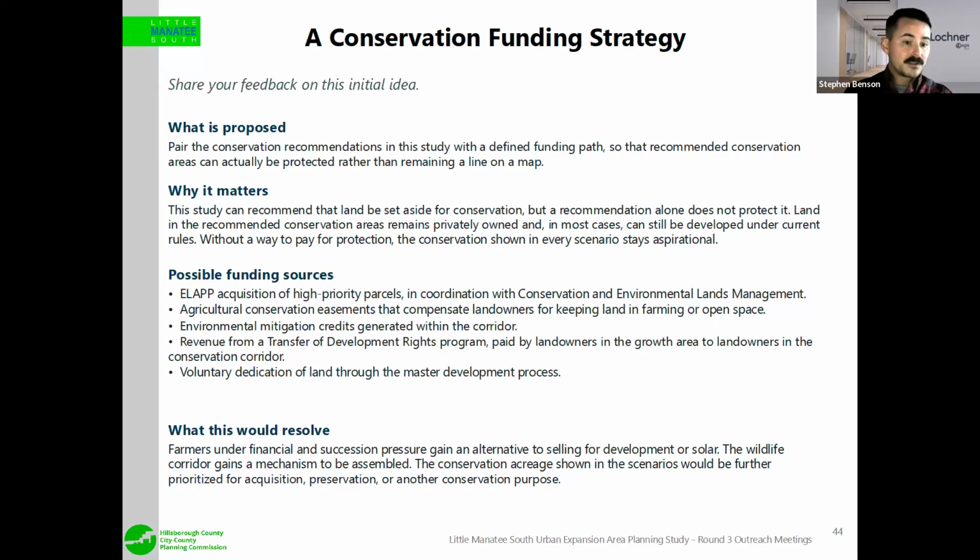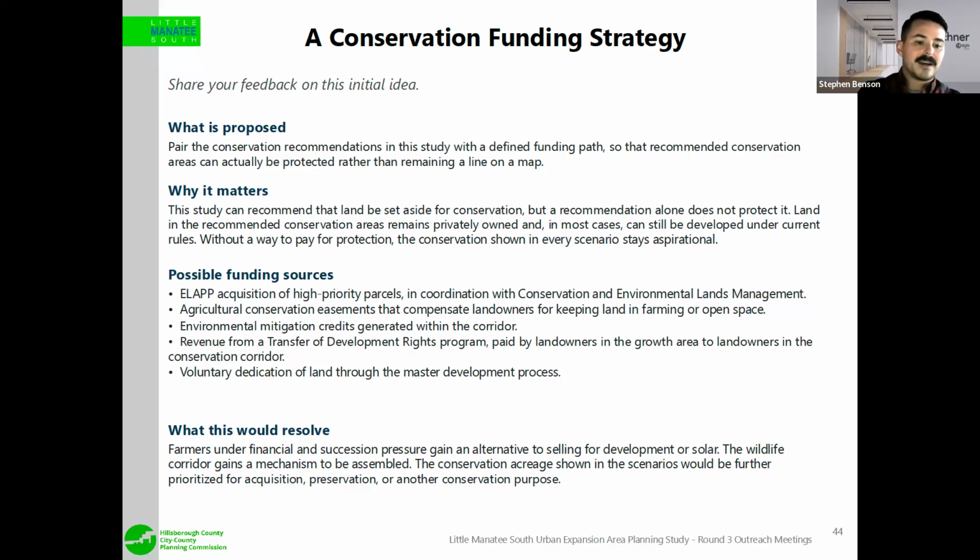Agricultural conservation easements is another possible funding source that would compensate landowners for keeping land in farming or in an open space status until such time that they would be transferred over to the county to be put into a land bank. Environmental mitigation credits generated within the corridor are another potential funding source. Revenue from a transfer of development rights program paid by landowners in a growth area that is not in the conservation area is another source, as well as voluntary dedication of land done for larger sites that are dedicated through the master development process when those come in for development.